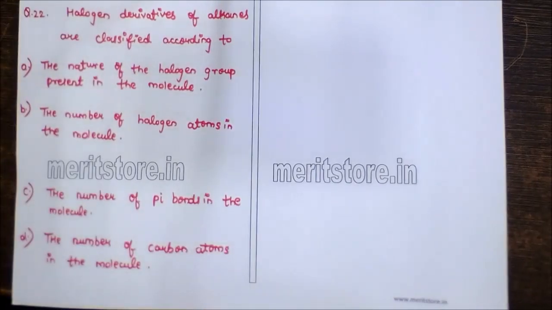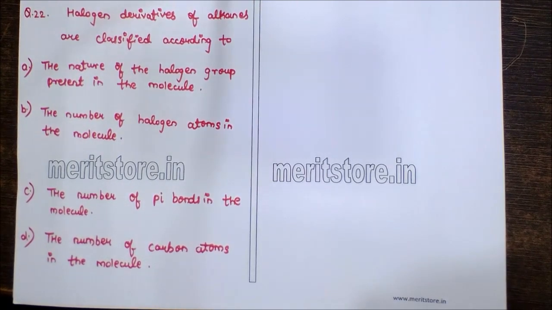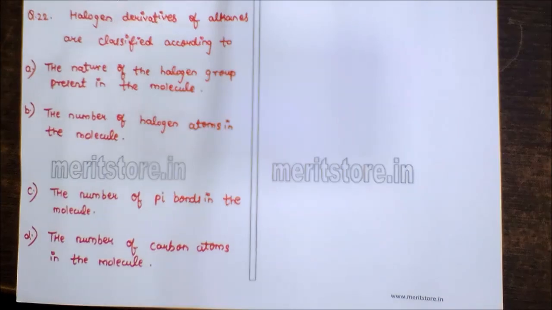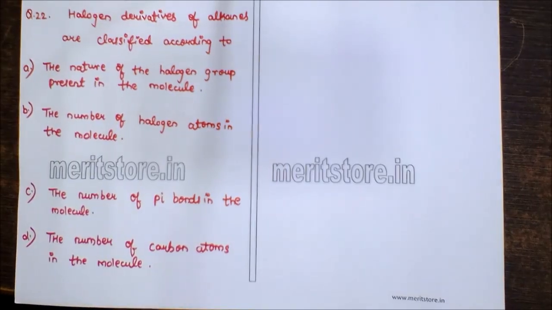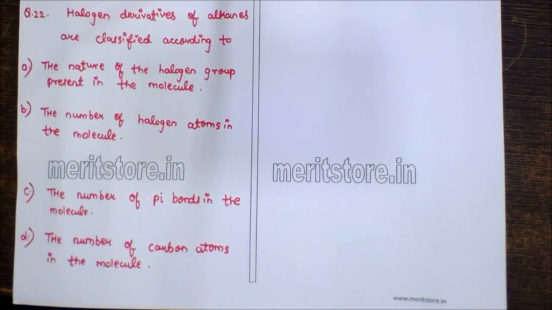Question 22. Halogen derivatives of alkanes are classified according to: A. Nature of halogen group present in the molecule, B. The number of halogen atoms in the molecule, C. The number of pi bonds in the molecule, D. The number of carbon atoms in the molecule.